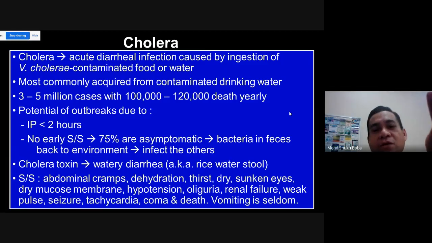So sekali tengok rice water stool tu sama seperti watery diarrhea pada seseorang pesakit kolera, sakit taun. So dia bukannya najis, dia najis tapi tak nampak najis, dia air warna putih. Alright, kita panggil dia rice water stool. Alright, sign and symptom is abdominal cramp, dehydration, thirst, sunken eyes, and so on.